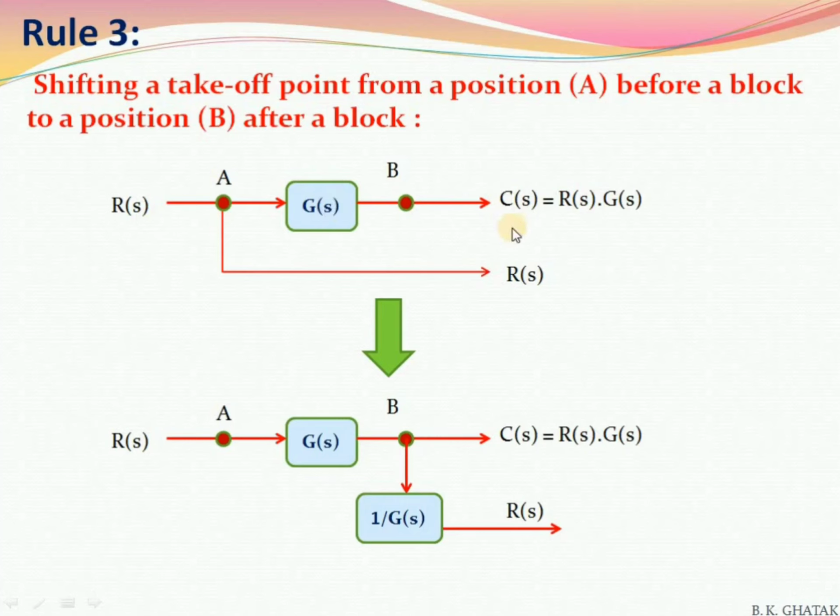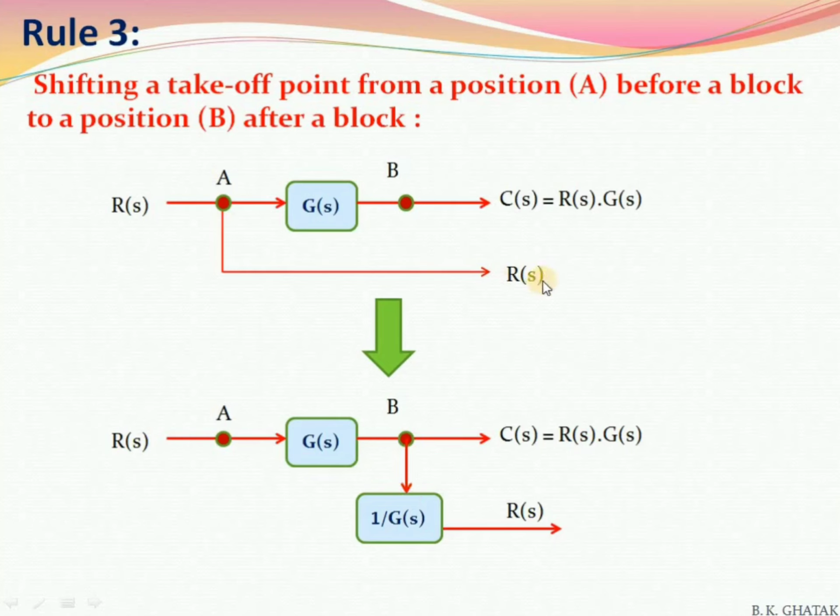Clear? So the outputs should be two. Clear? One is CS is equal to RS into GS, another is RS. Clear? So we just shift this takeoff point from A to B. Clear? So now the takeoff point, look at the figure below. Now the takeoff point is from where? Now the takeoff point is from B.